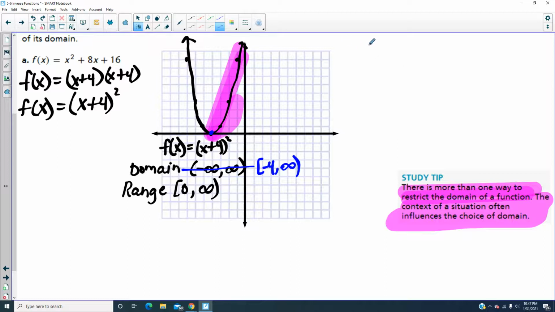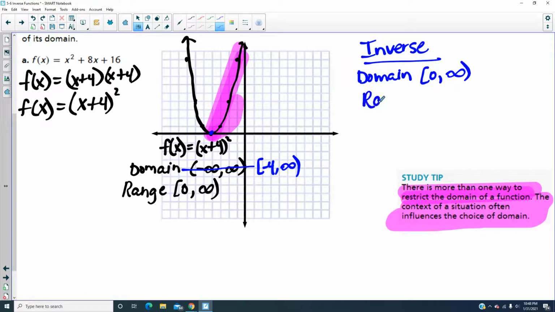So that way, whenever I find the inverse, I'll switch the domain and range, and I know that it will have a domain that was the range of 0 to infinity, and then a range that was the domain of negative 4 to infinity. So that's how I can restrict the domain. Usually when it's a parabola, you just pick one side and only do one side of it. All right, so let's find the equation of the inverse. To find the inverse, I'm going to change this f to a y.